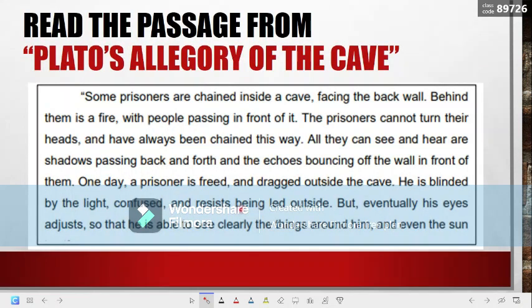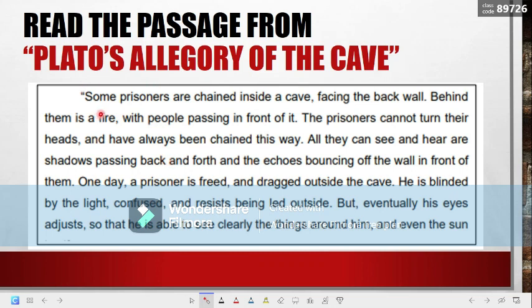Okay. So let us proceed to the reading of the passage from Plato's allegory of the cave. This is actually a very famous allegory. So I'm going to read this one and later on we will have some activities too. We have here Plato's allegory of the cave.